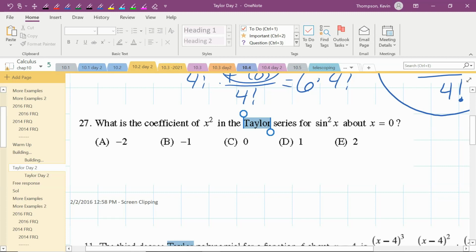How about this one? What is the coefficient of the x squared term for sine squared of x? This is worth writing down in your notes because we're going to approach this in a different way as well. Again, there is a clever way to do this, and there is a brute force way to do this. We could, I guess, take the derivative here a couple times, and that's not too bad. Okay.